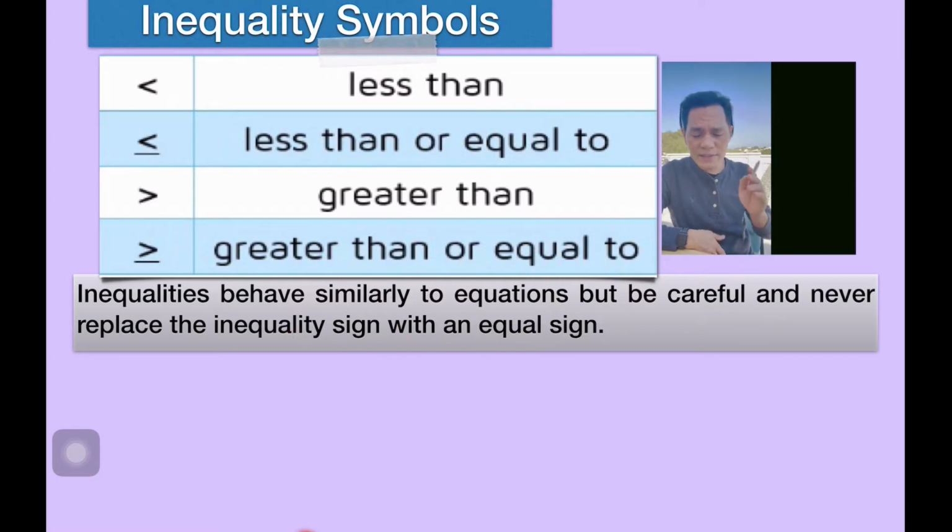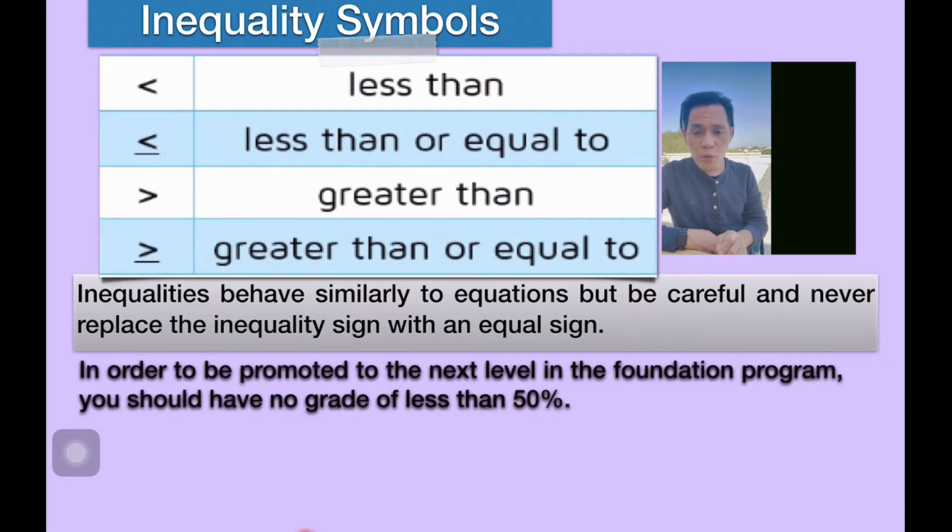Okay, now our task today is how are we going to represent these inequality symbols in a real life situation. Let's have this situation that I have given a while ago. In order to be promoted to the next level in the foundation program, you should have no grade of less than 50%. So how are we going to represent this? No grade less than 50%.